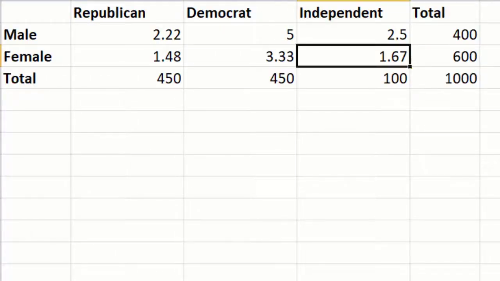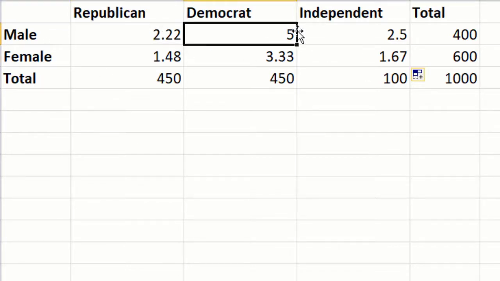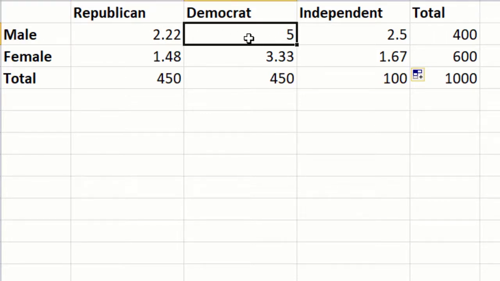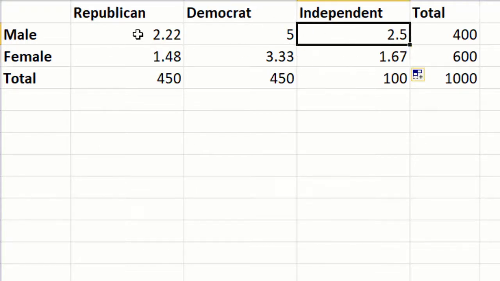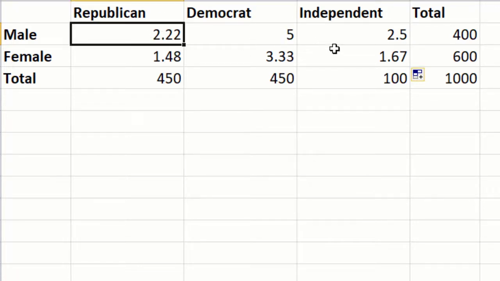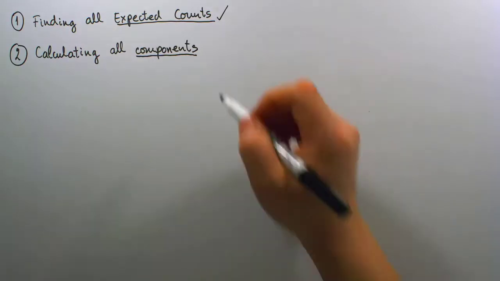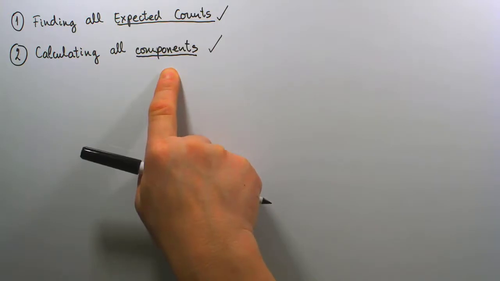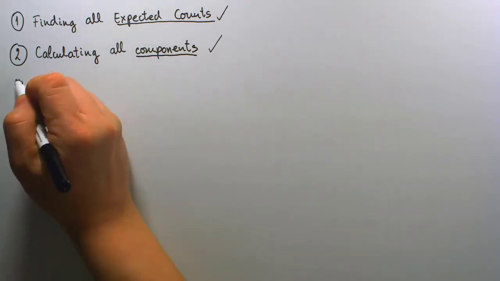And so now I have created another table where I recorded all of my component values in all of the corresponding entries here. So this was our component value for row 1, column 1, and this was our component value for row 1, column 2, and so on and so on. So these 6 entries in this table on the computer screen show the 6 component values that we have calculated. So now we have step 2 completed, calculating all component values. Now let's advance to step 3.